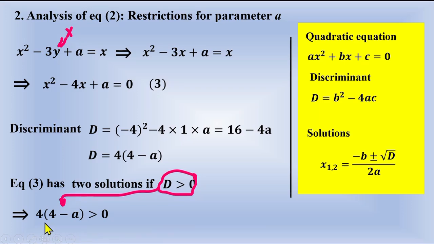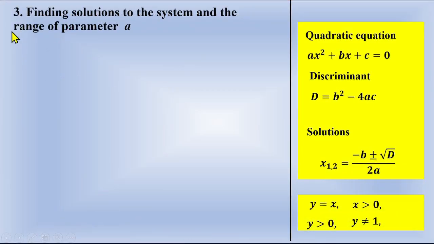So we have for a such an inequality. It's very simple. We can conclude that a must be smaller than 4. I just want to mention that this inequality means that a can be negative, because any negative number is smaller than any positive number. We will use this inequality later. Now we go to the third step, finding the solution to the system and the range of parameter a.